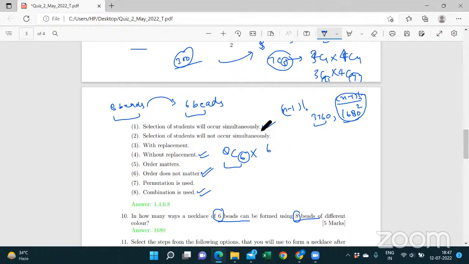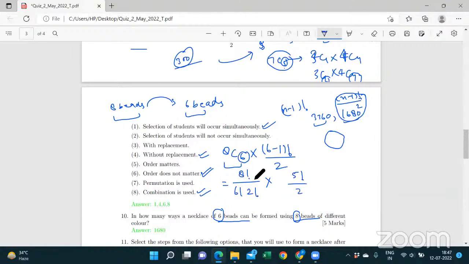Is it a circular arrangement kind of a thing? Yes. See, a necklace is a circular arrangement, so we divide by 2 here. So it will be (6 minus 1) factorial divided by 2. So 8C6 will be 8 factorial over 6 factorial into 2 factorial, into 5 factorial divided by 2.